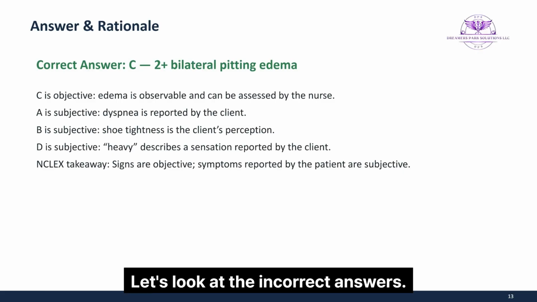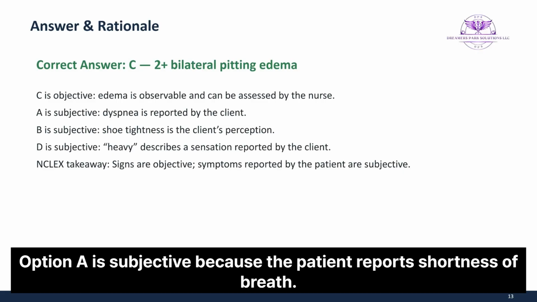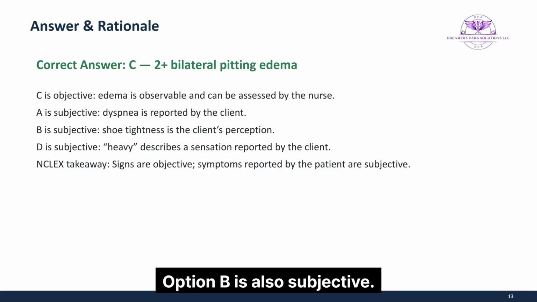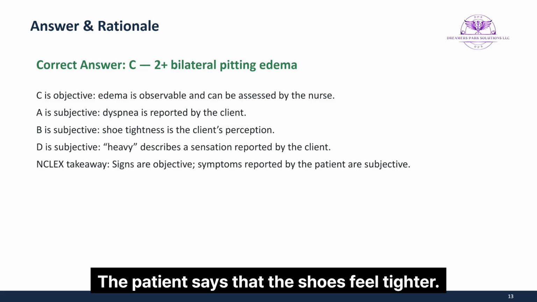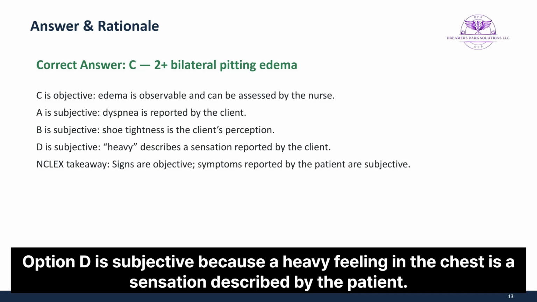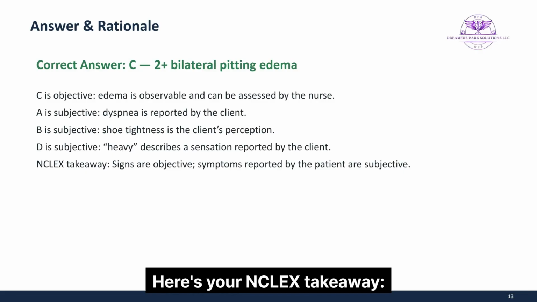Let's look at the incorrect answers. Option A is subjective because the patient reports shortness of breath. The medical term for shortness of breath is dyspnea, but when the patient reports feeling short of breath, that symptom is subjective. Option B is also subjective. The patient says that the shoes feel tighter. That's the patient's perception. Option D is subjective because a heavy feeling in the chest is a sensation described by the patient.